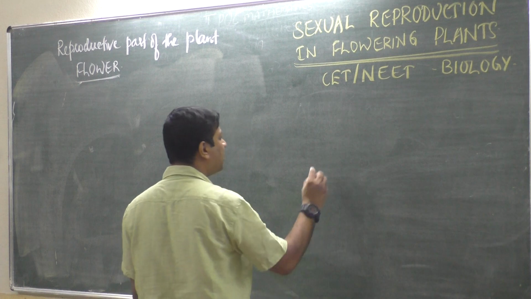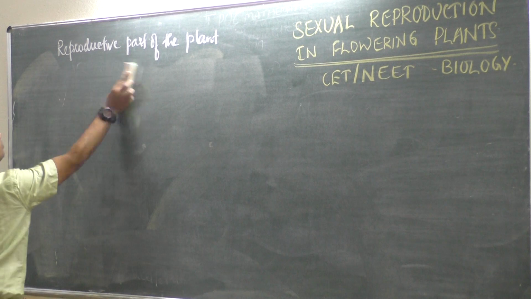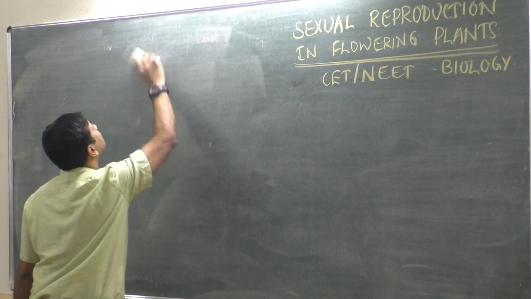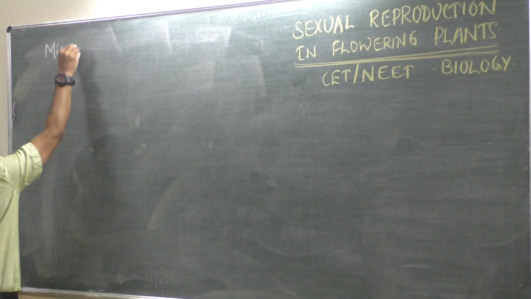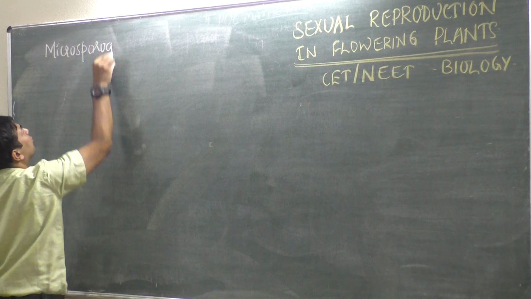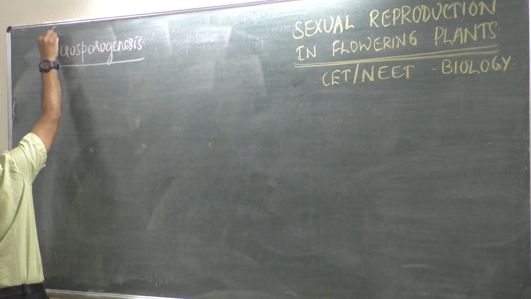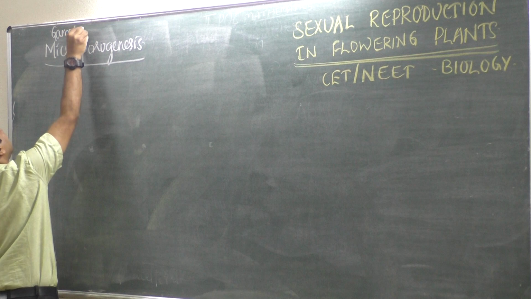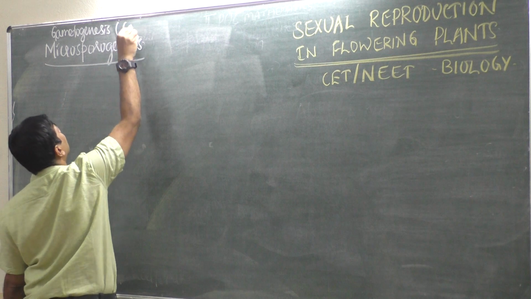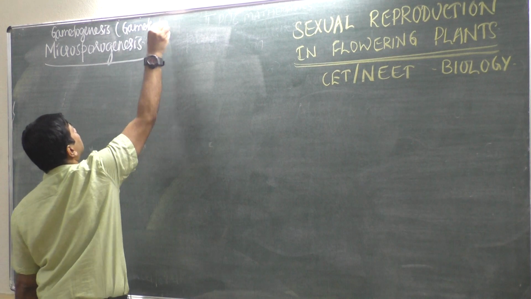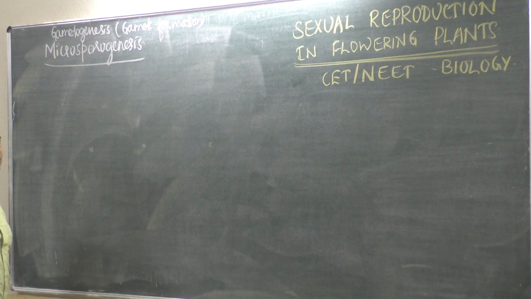So first we are going to learn the formation of pollen grains, also called microspores. We are going to learn the process called microsporogenesis. It comes under gametogenesis, which is nothing but gamete formation, the first step of pre-fertilization. After gametogenesis comes gamete transfer.